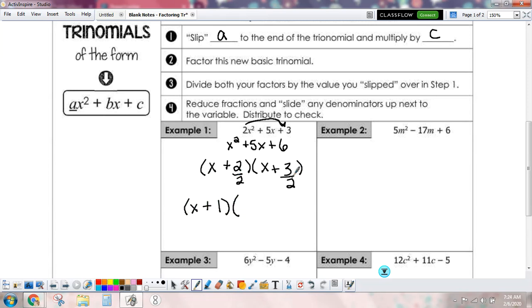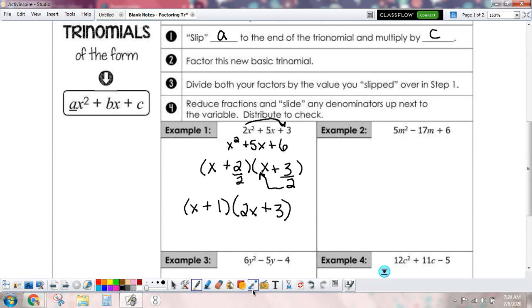And this other one, since I can't divide this, I'm going to slide this on up here. Okay, so now it becomes 2x plus 3. Okay, so that is my final answer. And again, you can have it in either order. The 2x plus 3 can be first too. So we're going to practice slipping and sliding on these examples.